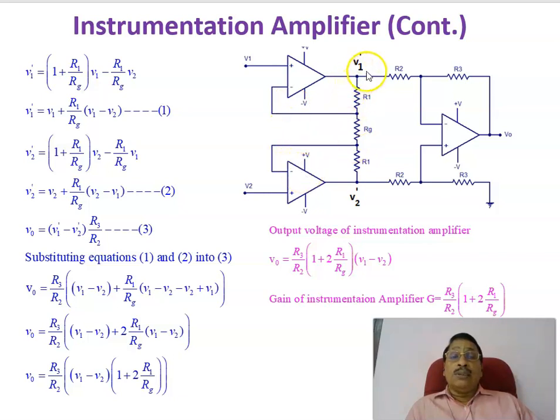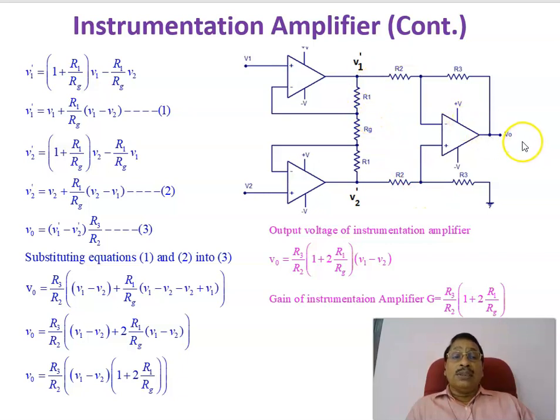Here a voltage of V1 dash is available and here a voltage of V2 dash is available. Then, same as what we discussed in the previous slide, the output is given provided this ratio is equal, that is R2 equals R3, so R3 by R2 and R2 by R3 are both equal.